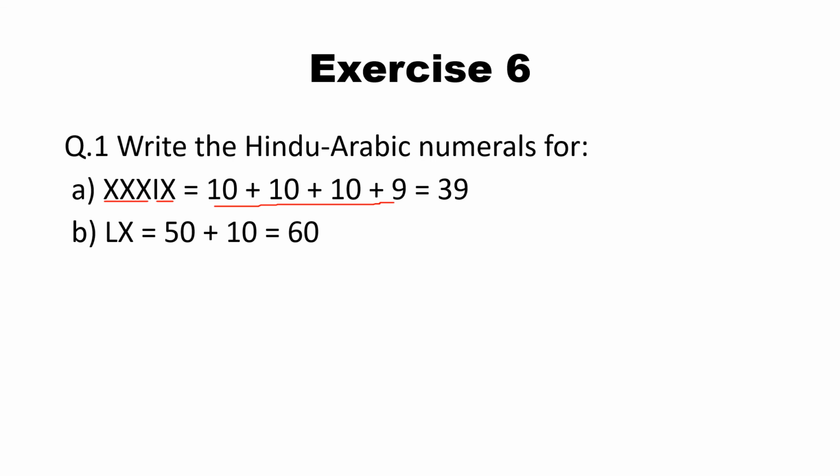Another example, LX. The lower value is to the right of the higher value, so we will add. That is rule number 2. So L means 50, X means 10. So 50 plus 10 is 60.